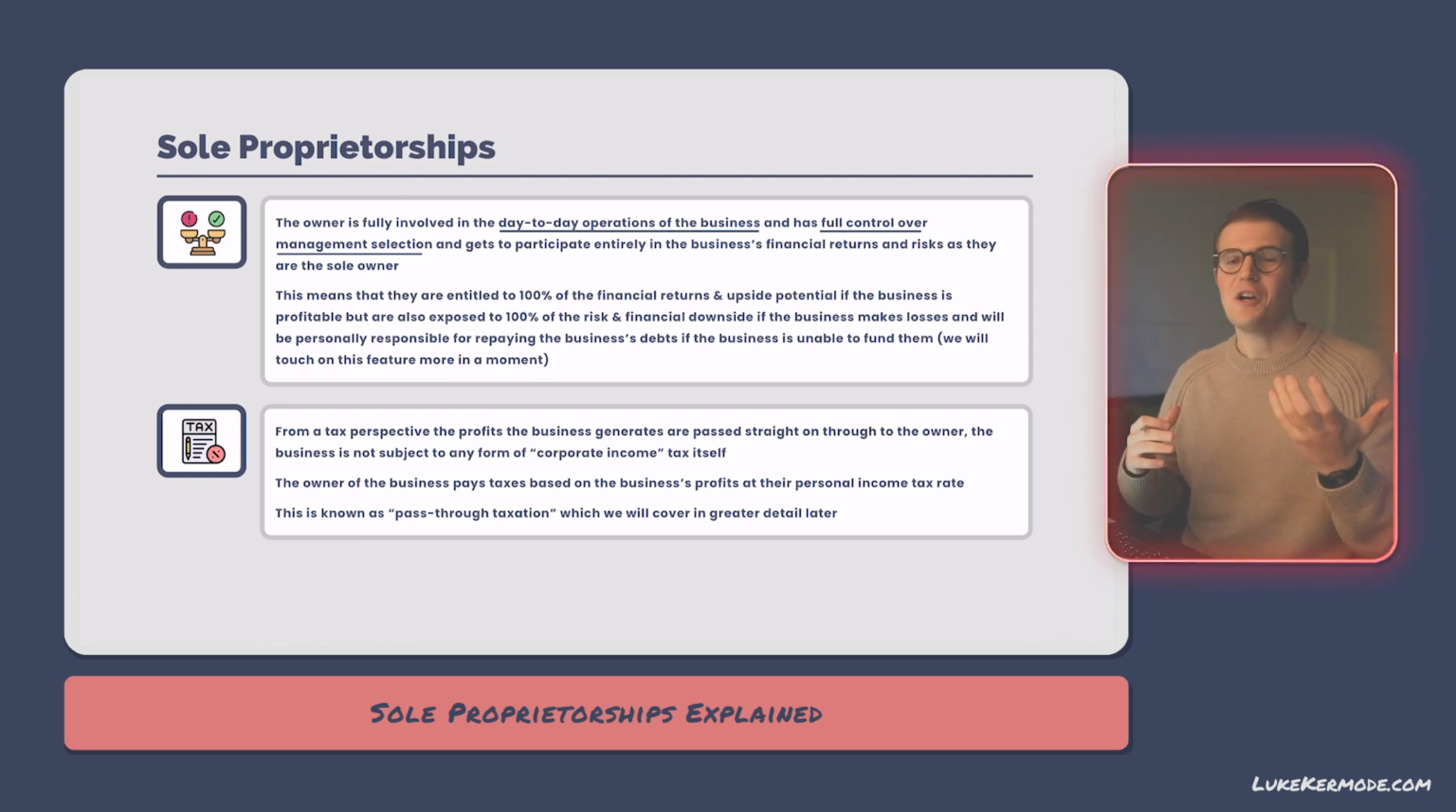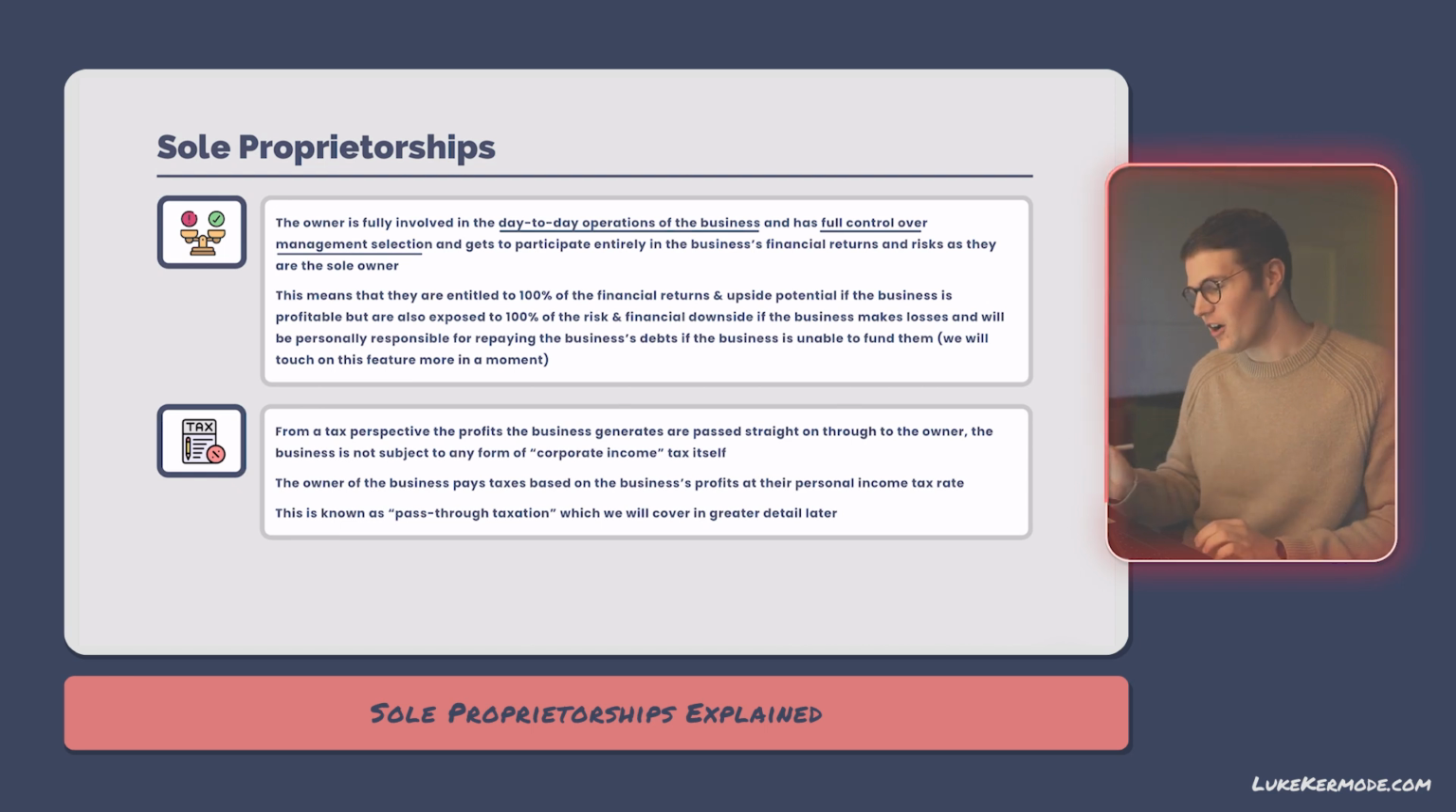But they're also exposed to the downside, right? If you're 100% owner and the business underperforms, then you're on the hook entirely. You've got no other partners or other shareholders to share that risk or share those losses with. You have to bear those losses entirely yourself.